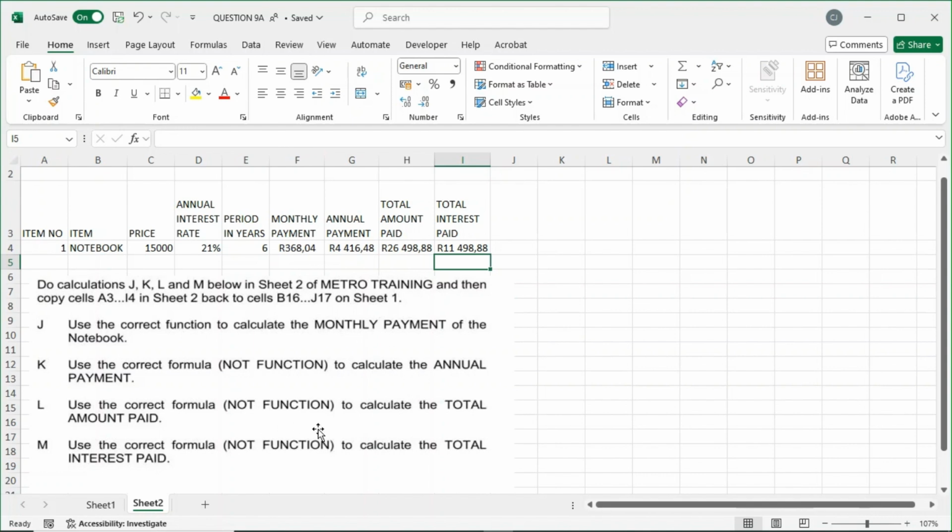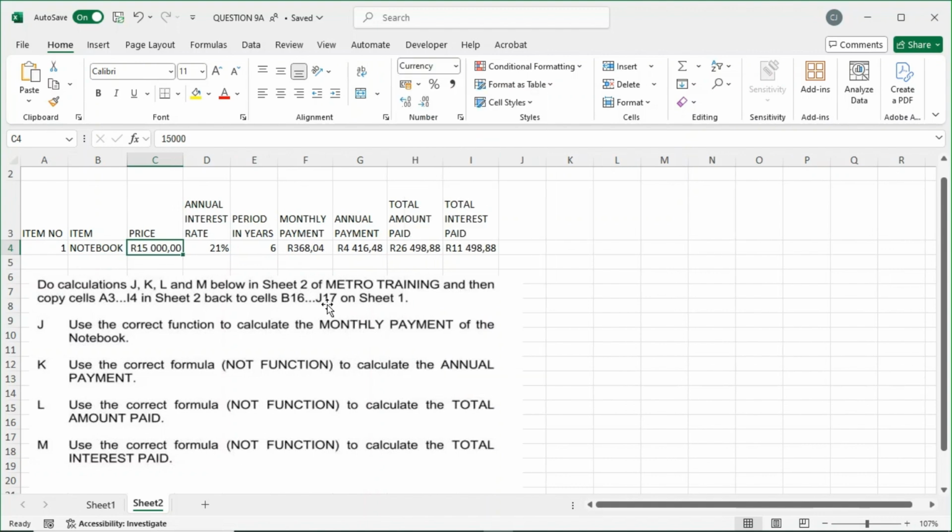You can always rewatch this video just to familiarize yourself with the steps. But this is the PMT function to determine your monthly payment of the loan or the amount that you have received. This must be in rand.